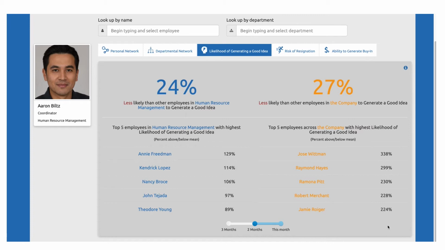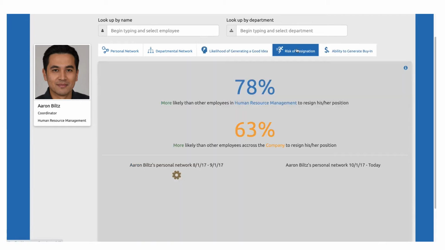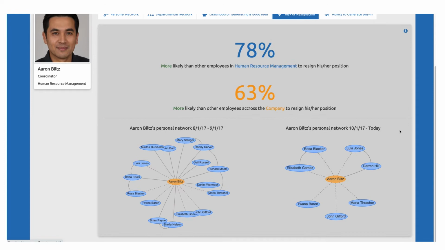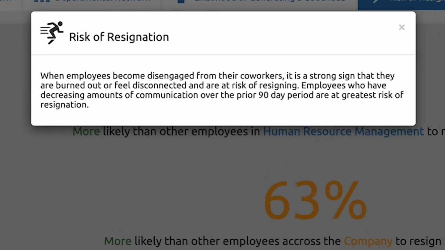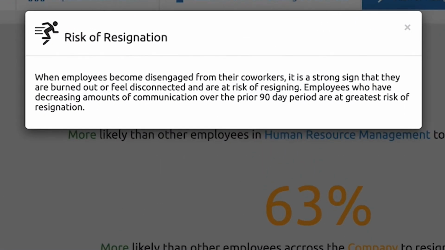Next, let us turn to Aaron's risk of resignation. Is Aaron likely to resign soon? Let's look at the tooltip. We can measure risk of resignation using our data. When employees become disengaged from their co-workers, it is a strong sign that they are burnt out or feel disconnected and are at the risk of resigning.